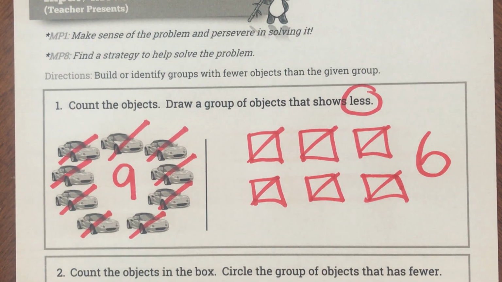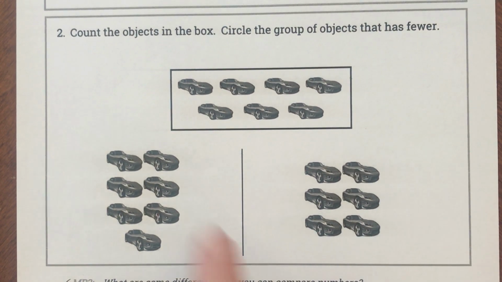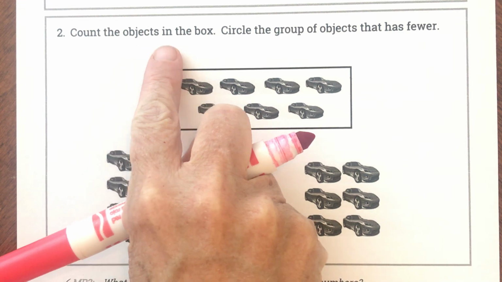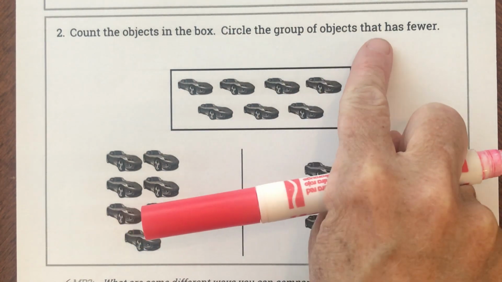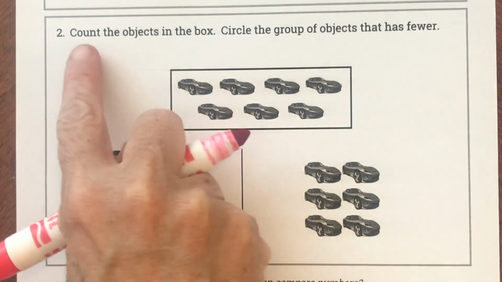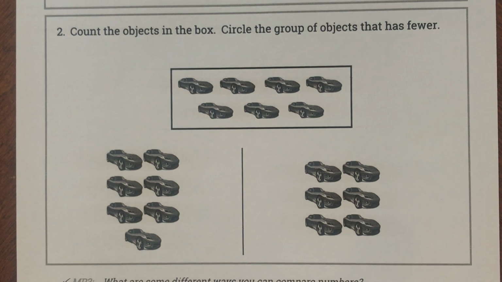Okay, let's look at Ms. Munoz's second problem. Here's my second problem. It says, count the objects in the box. Circle the group of objects that has fewer. Okay, let's read our first. Count the objects in the box. Let's look at our box and count our objects.